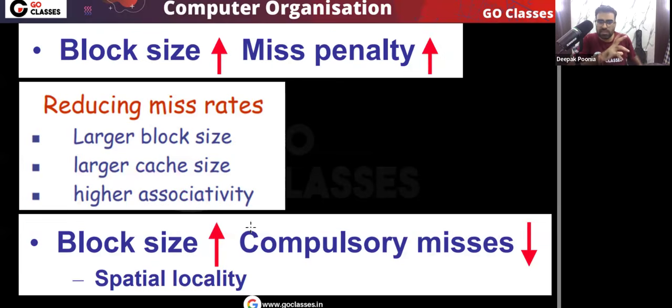Okay, understand one thing, if you increase the block size, then miss penalty will increase, but actually miss rate will decrease. Why will miss rate decrease? Because if you increase the block size, let's assume there is a miss in the cache memory. Now let's assume the block size is very huge, or let's assume block size is 32 bytes. This is the block size. Now you can see if there is a miss right now, there is only one miss. Yes or no? Let's assume there is a miss.